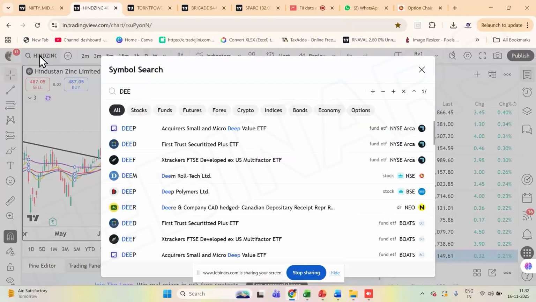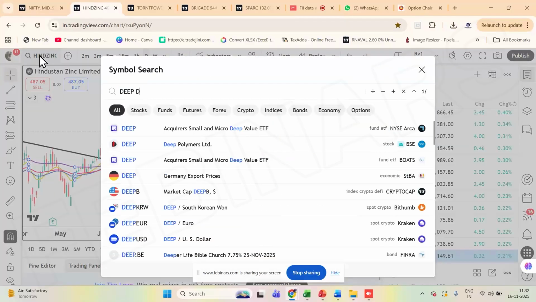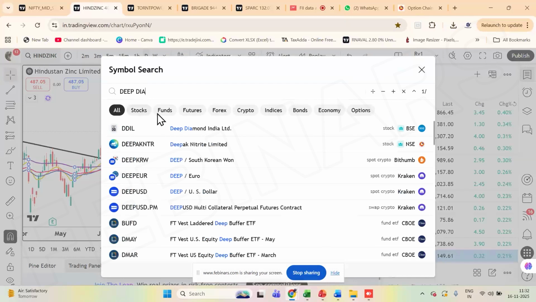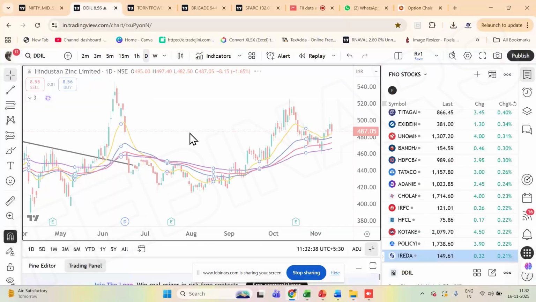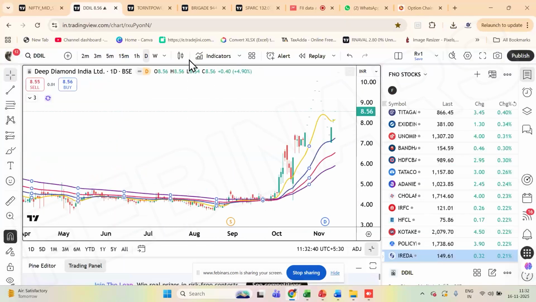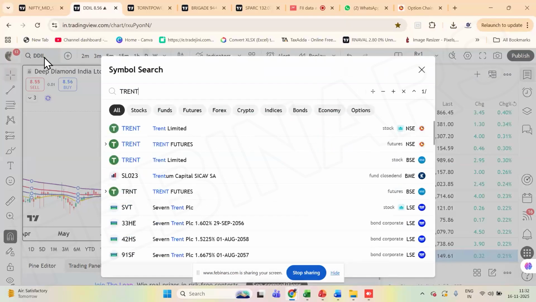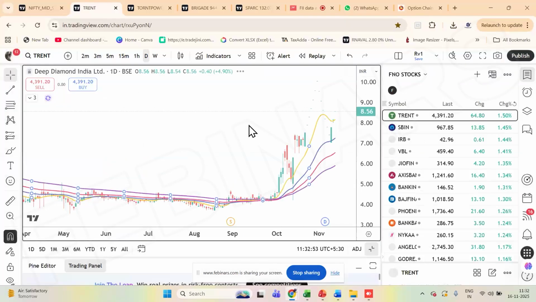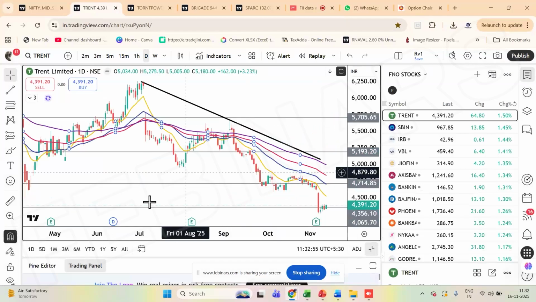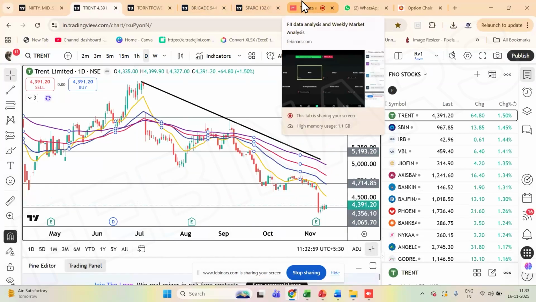It's a good chart. I don't buy these kind of stocks where there is no liquidity and there is no momentum, and these kind of stocks are too dangerous to trade. Deep diamond, no analysis. Sorry. Trend, the charts are bullish. I am bearish. In fact, I am bearish on the charts.